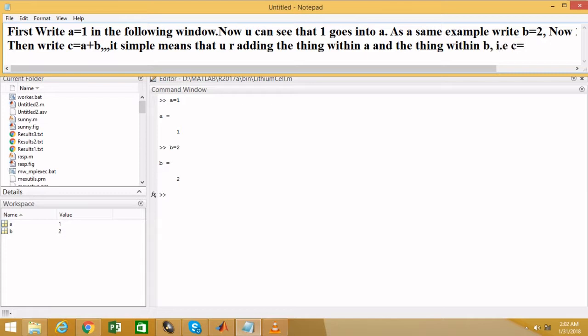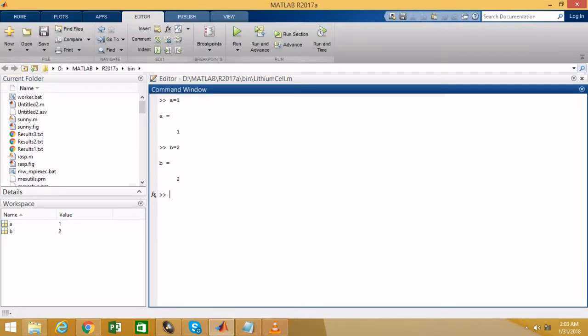Then write c equals a plus b. It simply means that you are adding the thing within a and the thing within b, that is c equals 1 plus 2 equals 3.